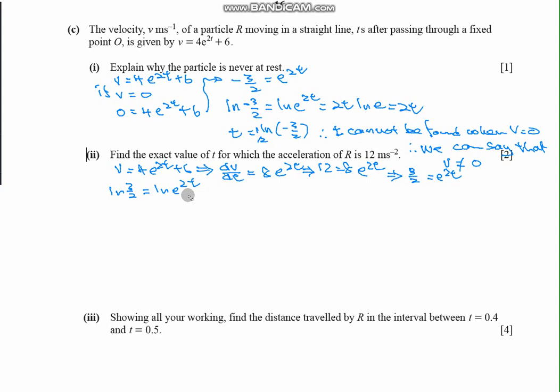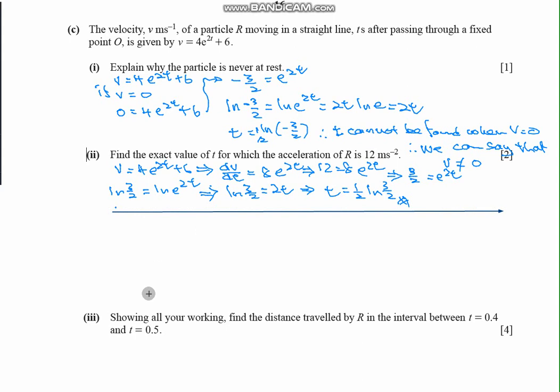Okay, so from here ln of 3 over 2 becomes 2t, so this will lead to t equal to half ln of 3 over 2. Now you use the calculator to find this value. This is a very simple one. Whatever we're going to do next is regarding this question here. Now let's go back to the function v equal to 4e^2t plus 6.